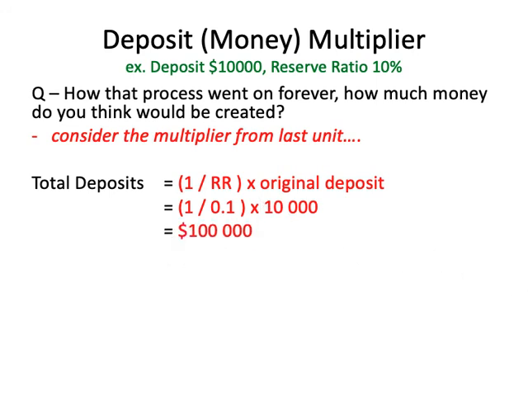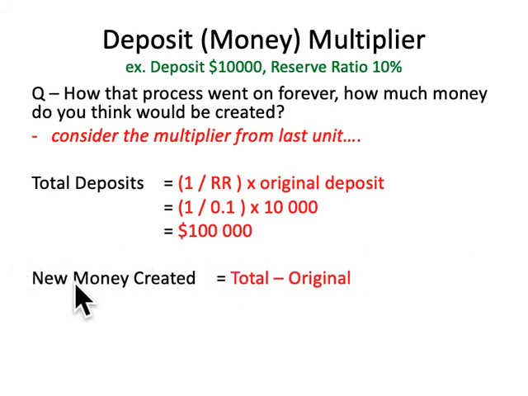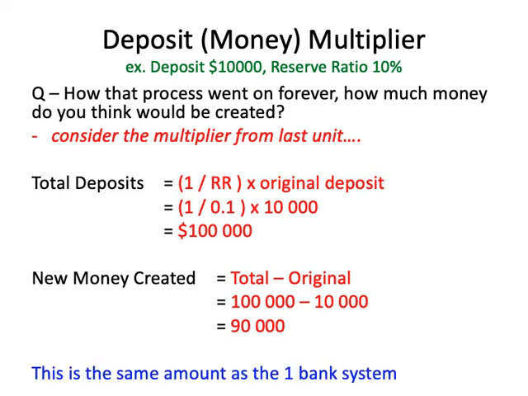And so how much money was actually created? Because we had an original deposit of $10,000, which was actual cash. So that was not created. So the total amount, $100,000, minus the original, is our $90,000. And so where did you see that $90,000 number from before? Right, that $90,000 number is the same as the one bank system, which is why I did both of them.